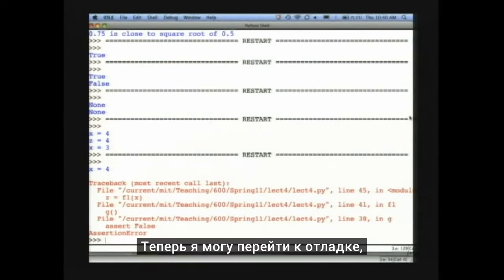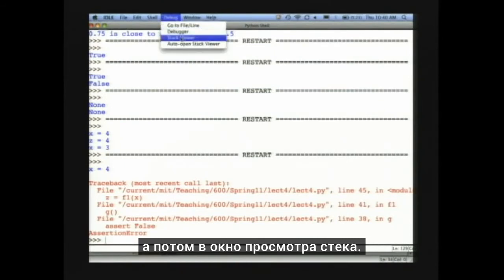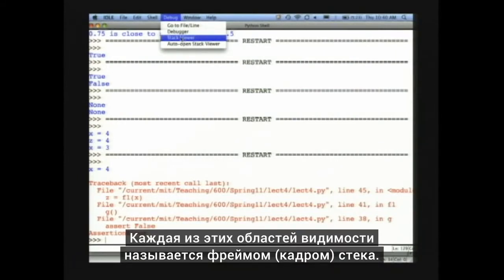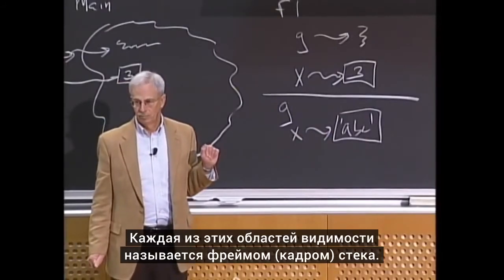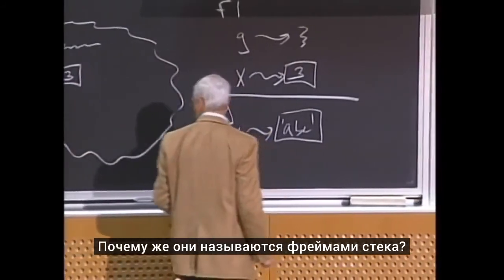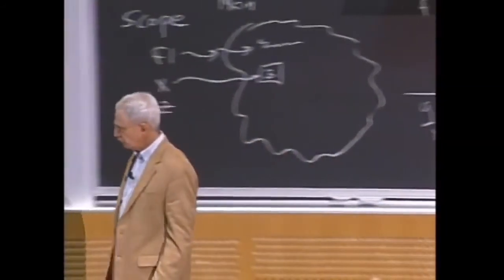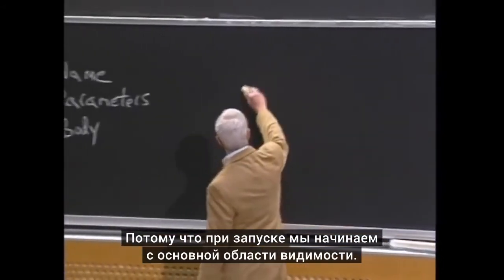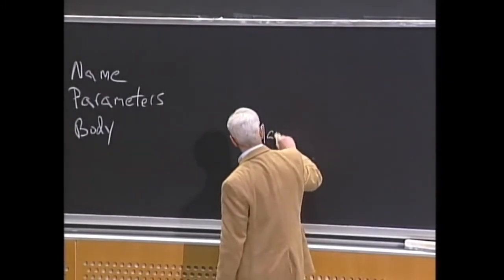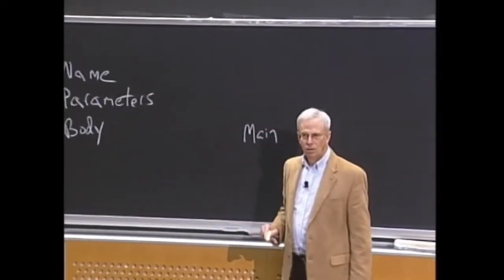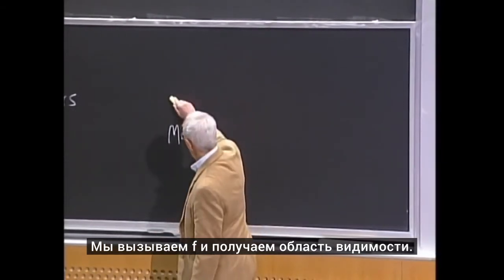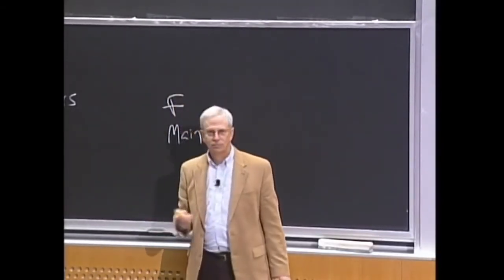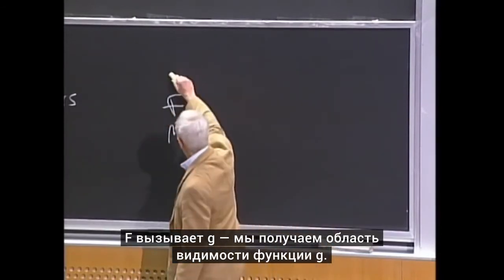What I can do now is go up to this debug here and go to what's called the stack viewer. Each of these scopes is what's called a stack frame. Now, why are they called stack frames? Because when we do it, we begin with the main scope. We call F, and we get the F scope. F calls G, and we get the G scope.